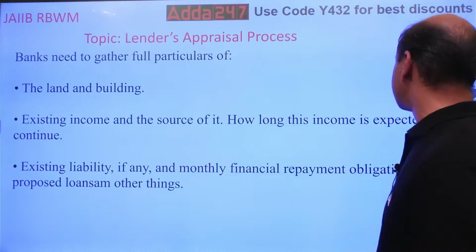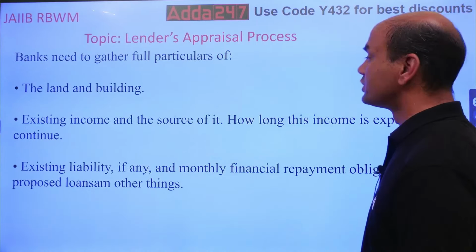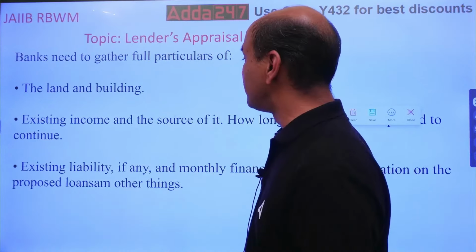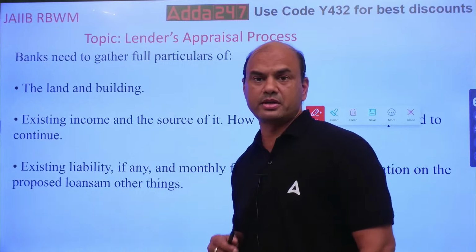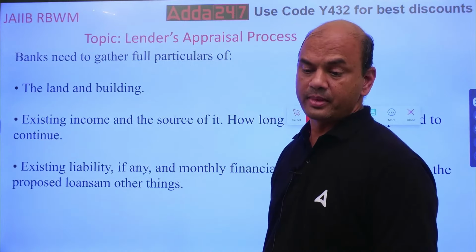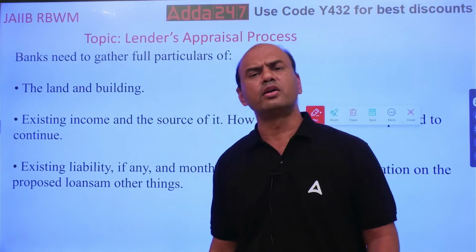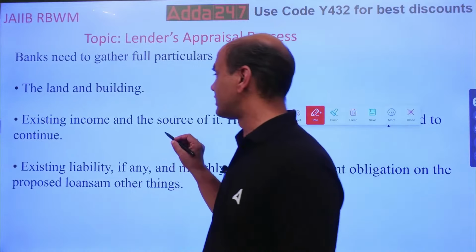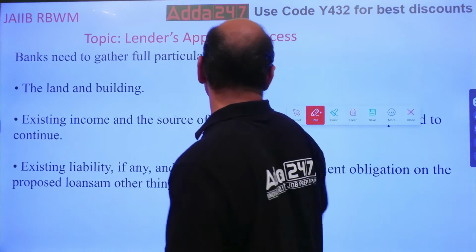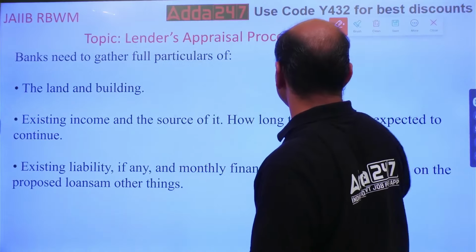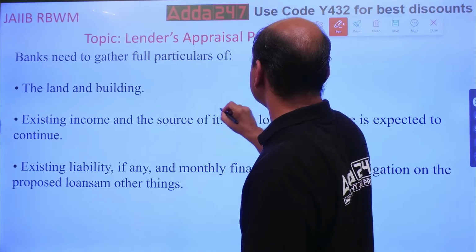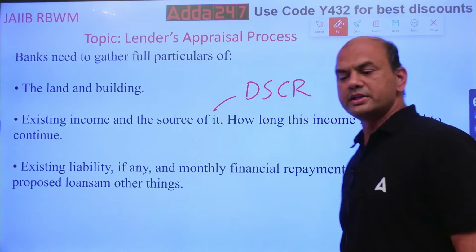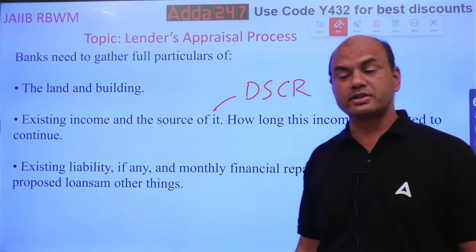The source of income for that customer is also very important, whether this customer will be able to repay the loan. That's a very important part. If the customer is not able to repay a loan, it will automatically become NPA. For that we have the ratio called DSCR, the debt service coverage ratio. This ratio will give you the idea whether this customer will be able to repay the loan in the next year.